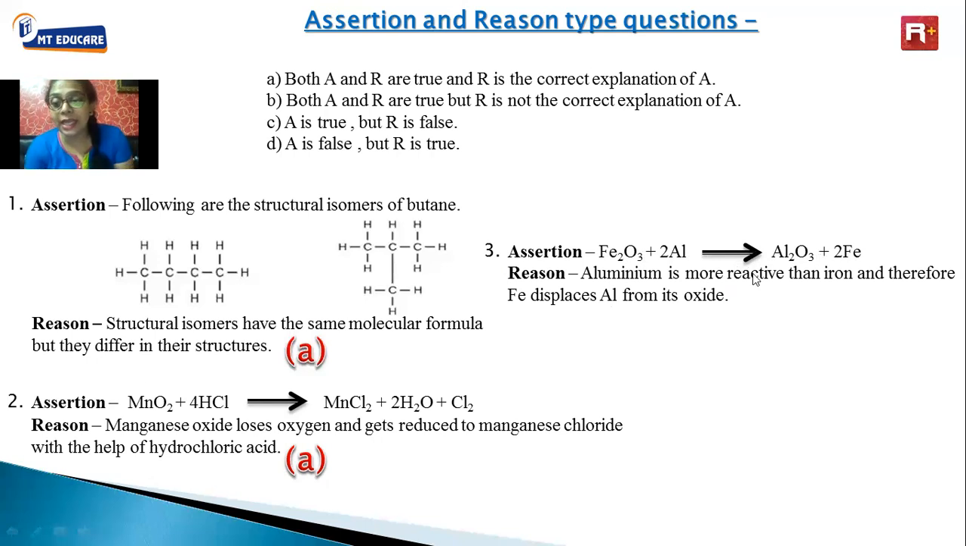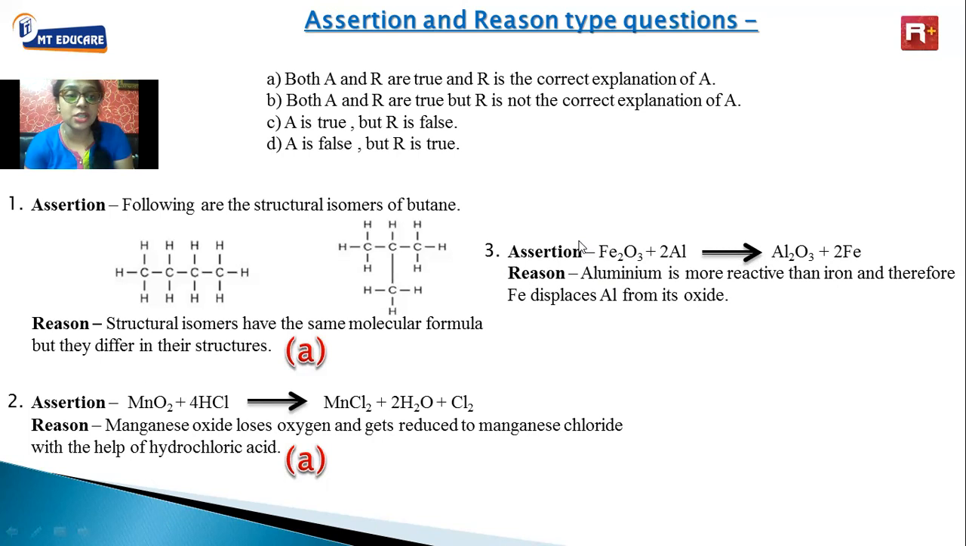Okay, so let's see the reason. Aluminium is more reactive than iron. Is this true up till here? Yes, it's true. Aluminium is more reactive than iron. And therefore, Fe displaces aluminium from its oxide. Is Fe displacing or aluminium displacing? Yes, aluminium is displacing Fe. Fe is not displacing aluminium. Okay, so the reason is wrong over here.